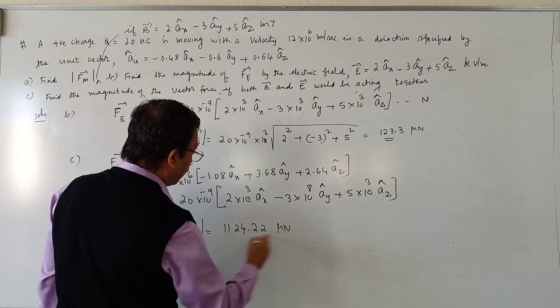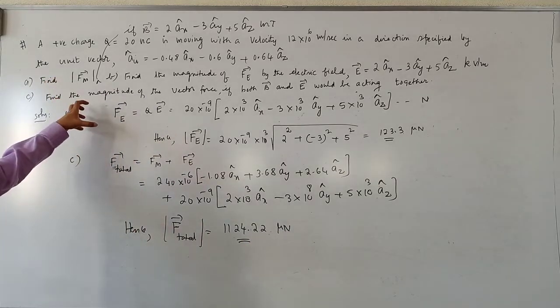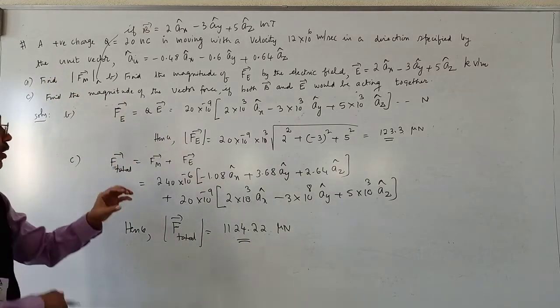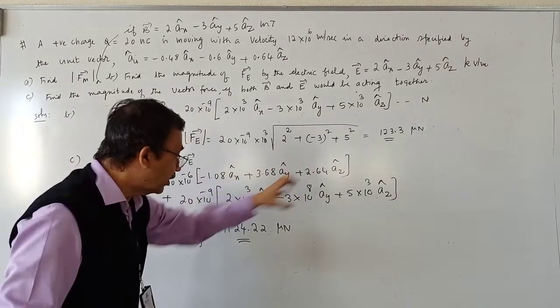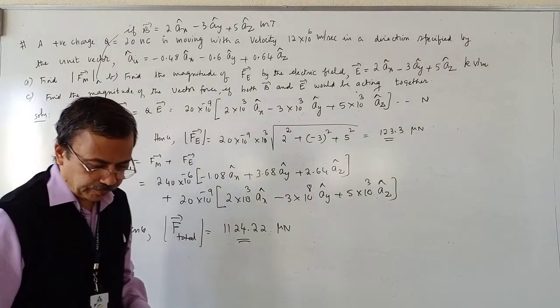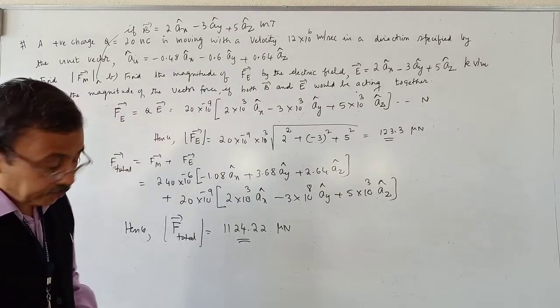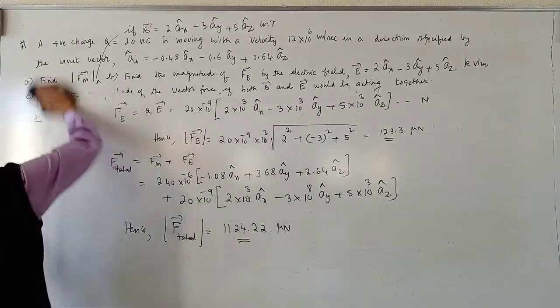1124.22 micronewtons. Be careful. Don't add the magnitude of vector Fe and vector Fm, that will be wrong. First find force, total force as a vector, then find the magnitude. This aspect you must not forget. We'll go to next topic.